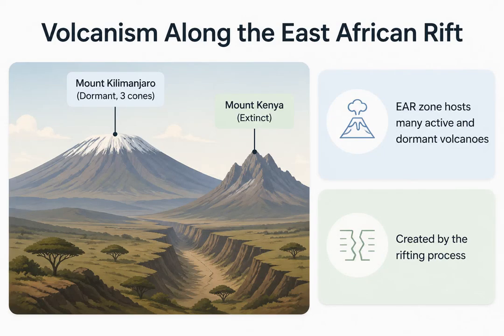This massive tearing of the Earth's crust naturally leads to significant geological surface manifestations, primarily volcanism. The East African Rift Zone is dotted with numerous active and dormant volcanoes. Famous peaks like Mount Kilimanjaro in Tanzania, which is a dormant stratovolcano boasting 3 distinct volcanic cones, and Mount Kenya, an extinct stratovolcano, owe their existence to this rift. Even though these specific mountains sit slightly outside the main valley floor, they were created by the magma associated with the East African Rift.